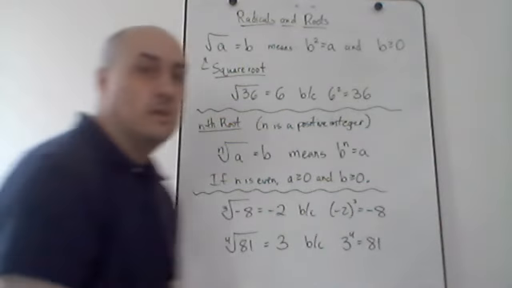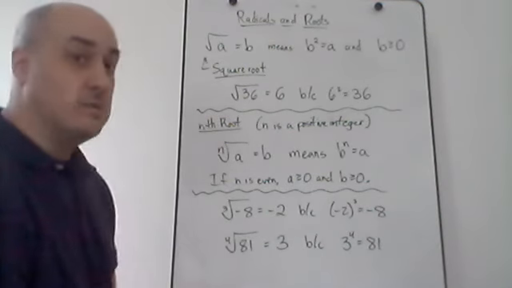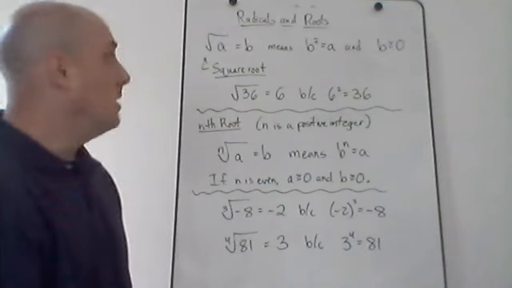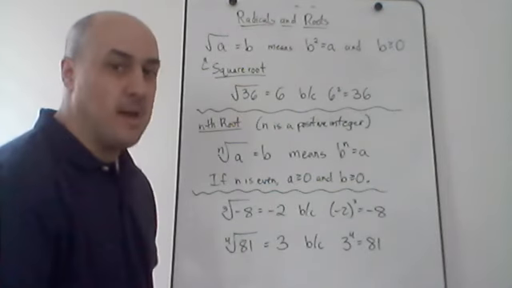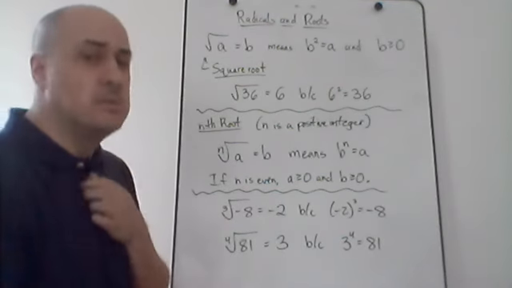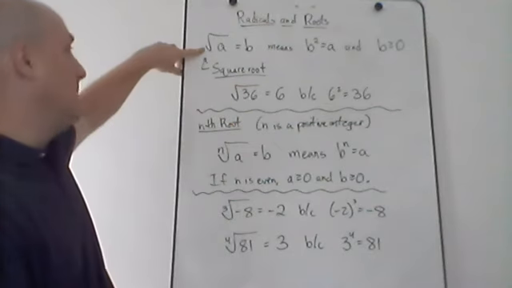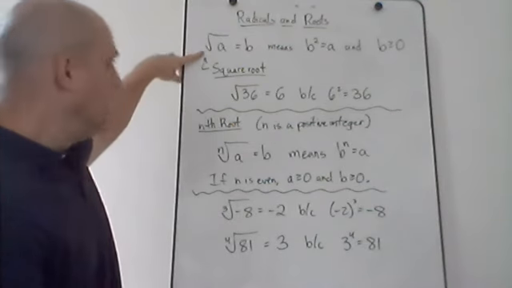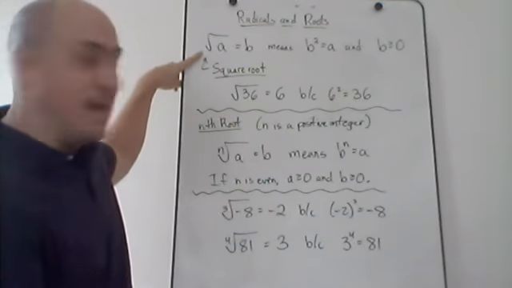All right, in this video here, we're going to talk about the definitions of radicals and roots. So a radical is the fancy mathematical term for the square root symbol, which is probably something that you've seen before. This symbol up here, which we call the square root symbol, we call that a radical in mathematics.